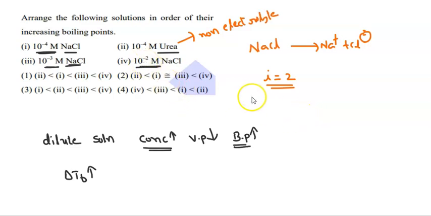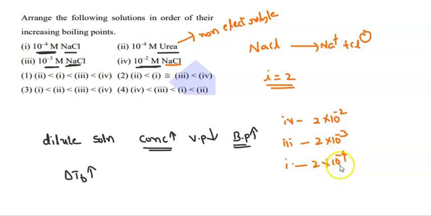So for the fourth one, the concentration 10 to the power of minus 2 is high, and to get the effective ion concentration for NaCl you have to multiply by 2. So the fourth one, NaCl, has an effective ion concentration of 2 into 10 to the power of minus 2. For the third one, 2 into 10 to the power of minus 3, because I have to multiply by the i factor. For the first one, 2 into 10 to the power of minus 4. And urea is a non-electrolyte, which does not produce any ions, so its van't Hoff factor is 1, and the effective ion concentration is 10 to the power of minus 4 only.